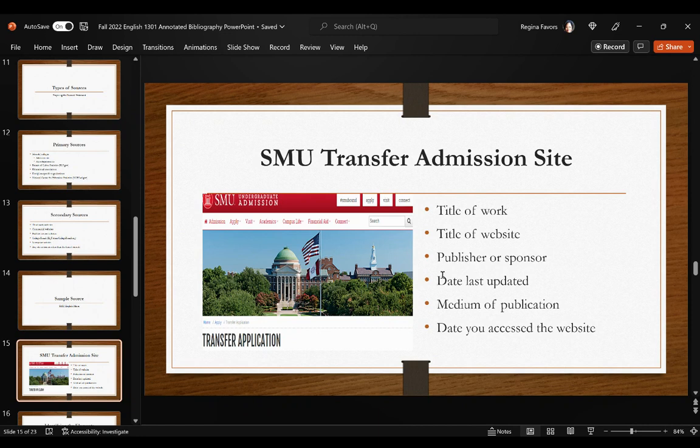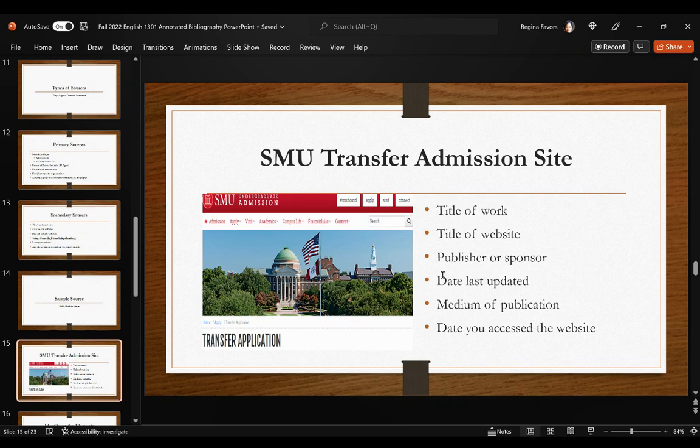And so when you are formatting the source for MLA, you want to make sure that you understand what the title of work is, title of website, publisher or sponsor, date last updated, medium of publication, date you accessed the website. And the way you get the title of work is when you've visited the website and you click and click and click until you find the information that you want, and it is the page that you land on, the final page that you're getting all the information that you want to get.